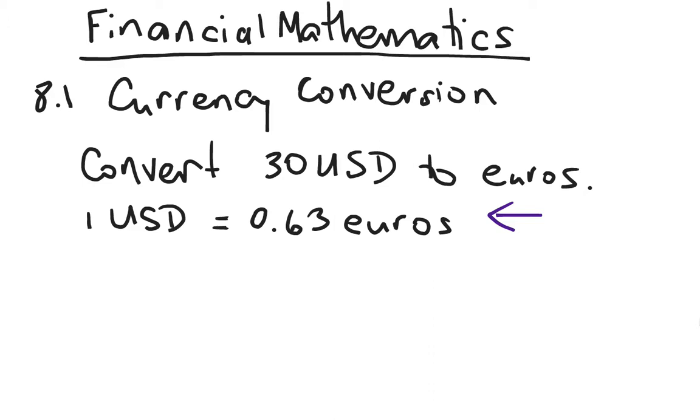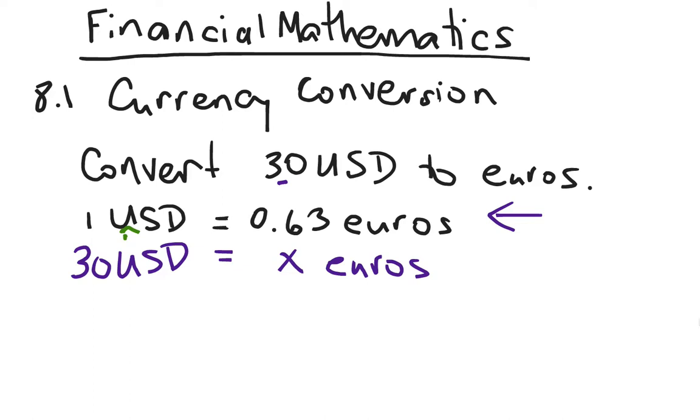Tell me how to set it up first. So the USD over USD. We have 30 US dollars, so we put that there under US dollars. And we put the euros under euros, so we don't know how many euros we have. So it's equal to some unknown, we could say X amount of euros. So just make sure that your units are lining up: US dollars over US dollars, euros over euros.